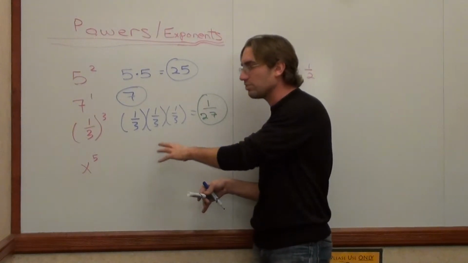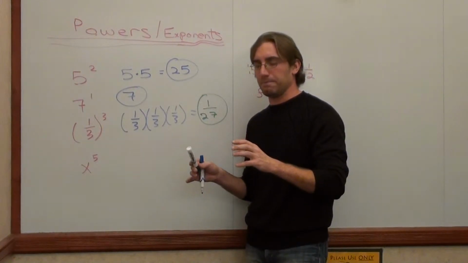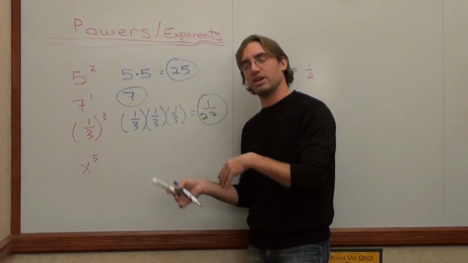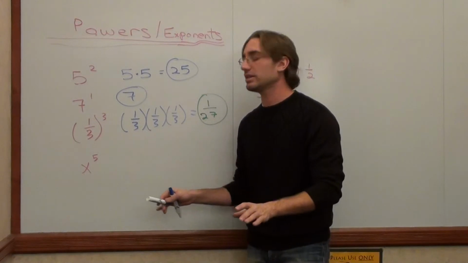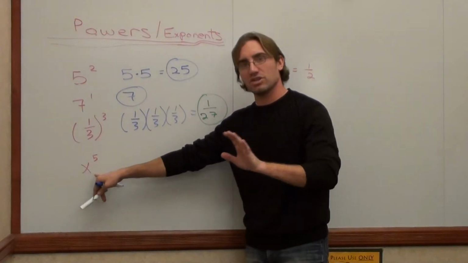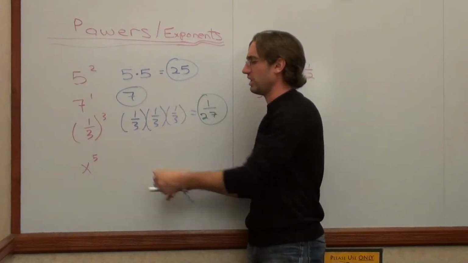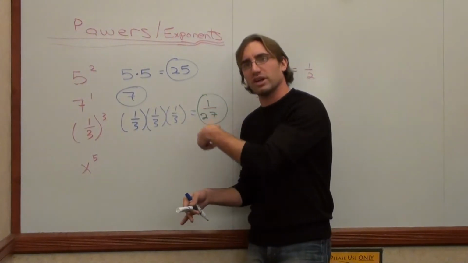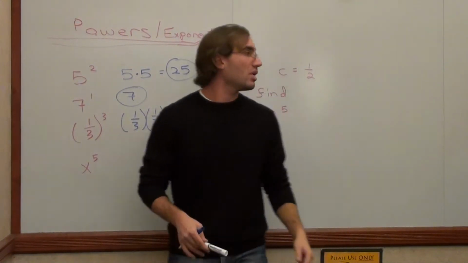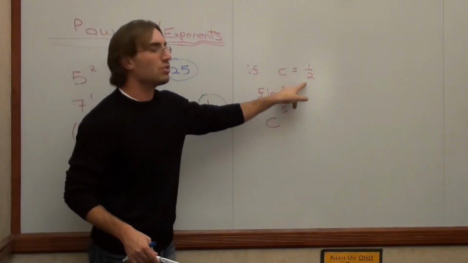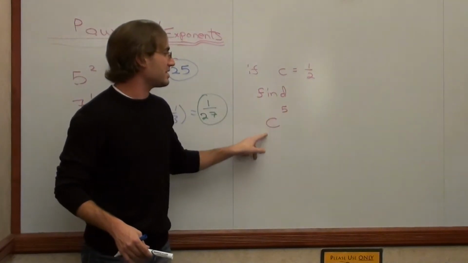Unless you're dividing or multiplying or powering a power with another power. But we're not there yet. So for that sake, you just leave it alone. Unless you also have to substitute. Like if it said x is 2, then you'd have to plug it in. Speaking of which, we have a problem. If c equals 1/2, find c to the 5th.